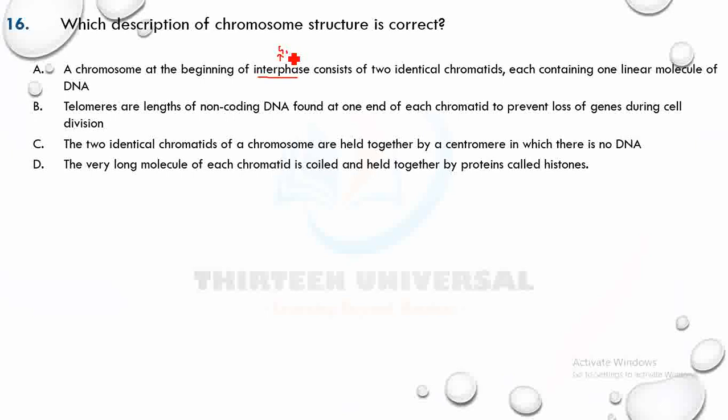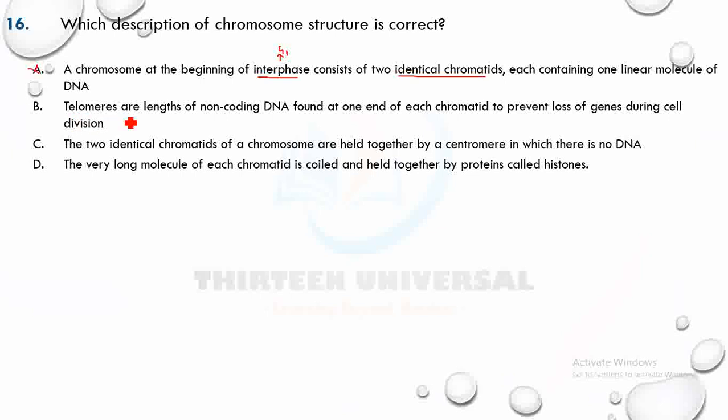At G1, DNA has not been doubled, so we cannot have two identical chromatids, because S phase has not occurred. Remember that at interphase the first is G1 and then S phase. It's during S phase that semi-conservative replication of DNA occurs. So at the beginning of G1, you can't have this. So A is wrong.